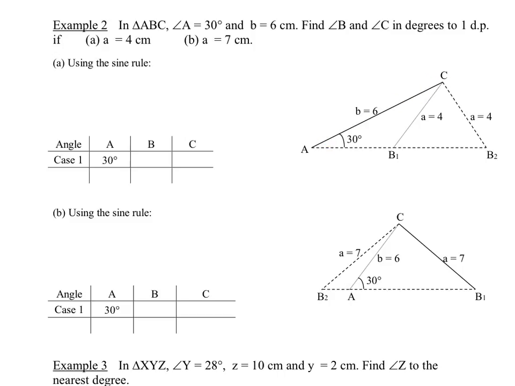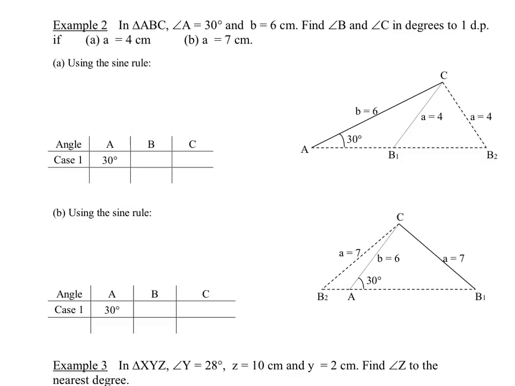And so what we're asked to find out are the sizes of angle B and angle C. If A is equal to 4, which the first part suggests, we could draw A equals 4 in like that, or we might be able to draw A equals 4 in like that. Those will give us two possible values for angle B, and we're going to write down those two possible values in this table.